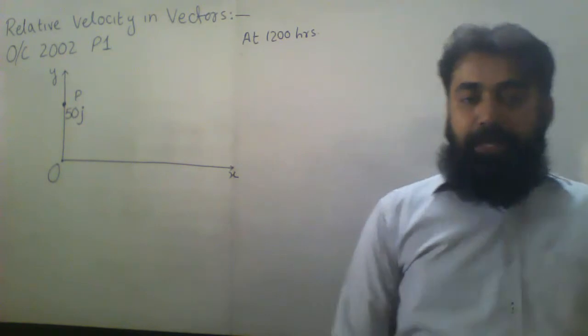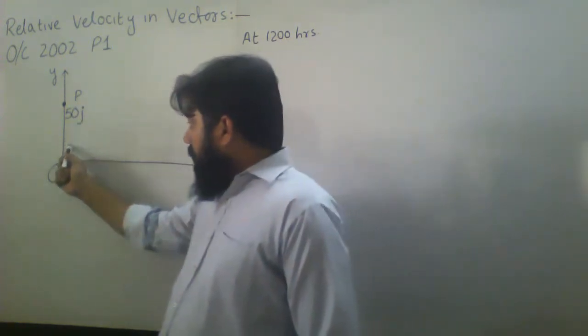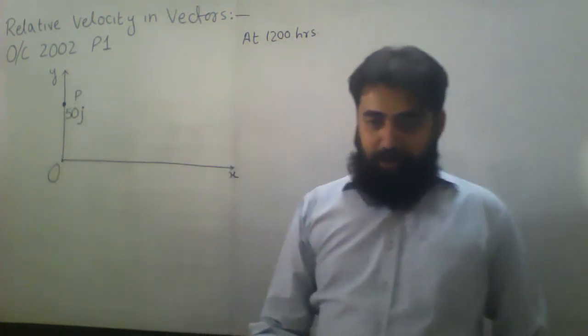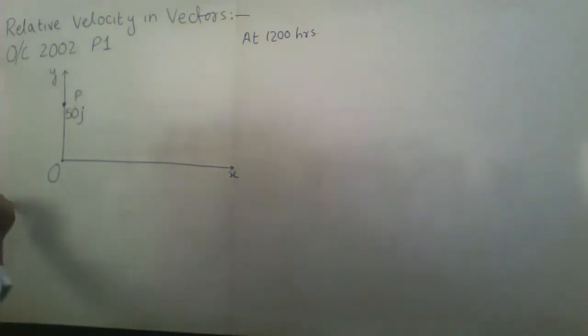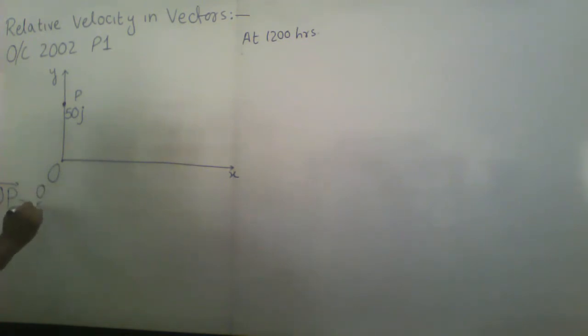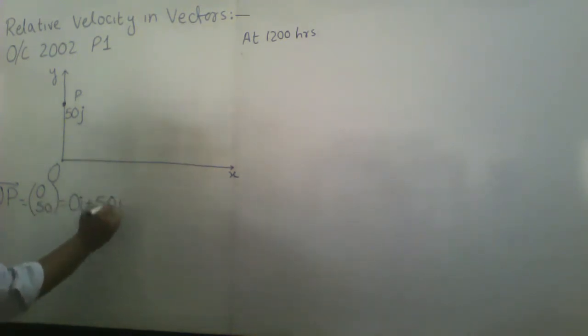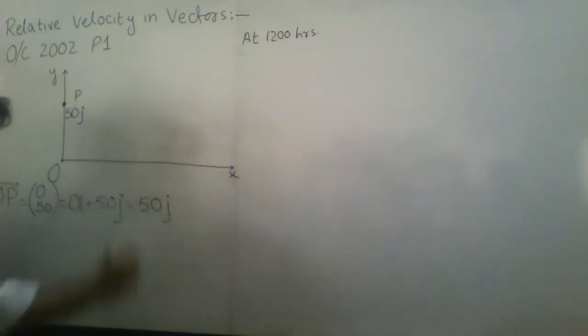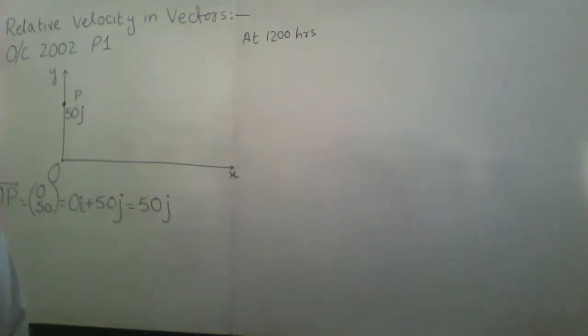What does it mean? It means that it has only moved in the y-axis, no x-axis component is given. So how will I write it? I can write OP, the position vector of P from O, as (0, 50) in vector form, or 0i plus 50j. You can write it like this also, or directly like this. That is the first thing given to us.